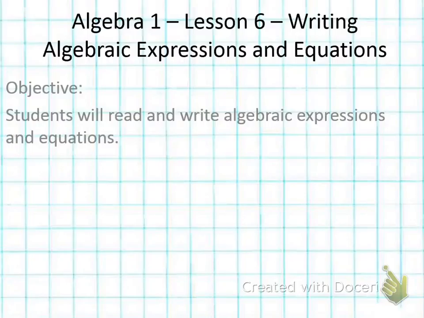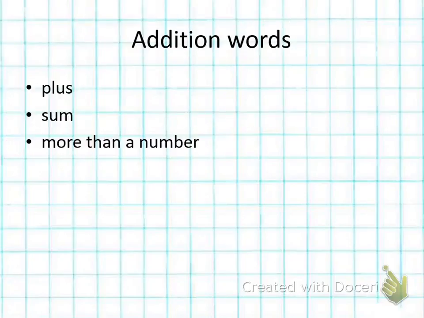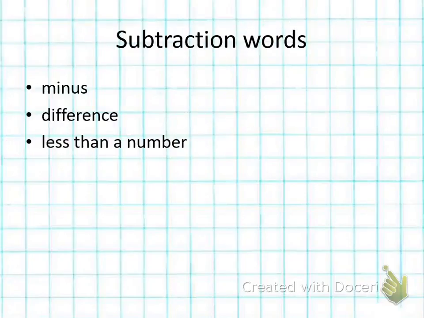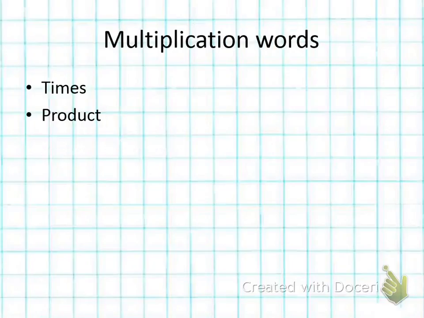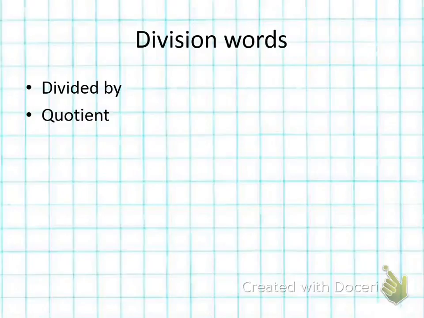Some important words to know: for addition, the words plus, sum, more than a number; for subtraction, minus, difference, less than a number; multiplication is times, a product; and division words are divided by, a quotient. The steps are: identify any math words, numbers, and variables, write the expression or equation, and solve if required. So watch me do numbers 1 and 2, and then I'll pass it back to you. We can do some together, okay?